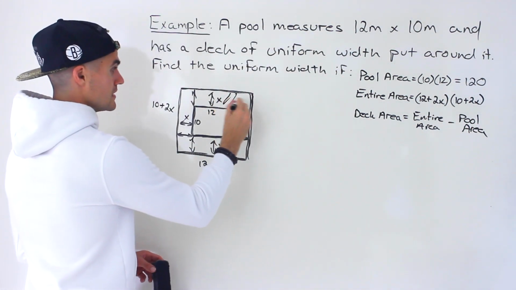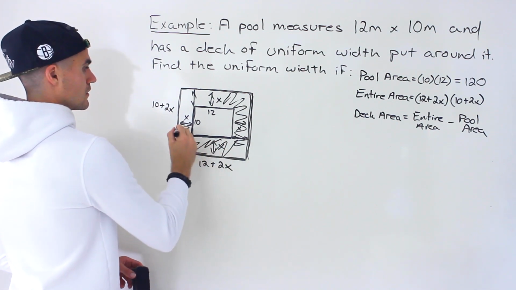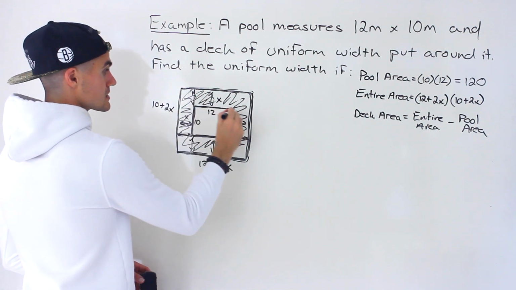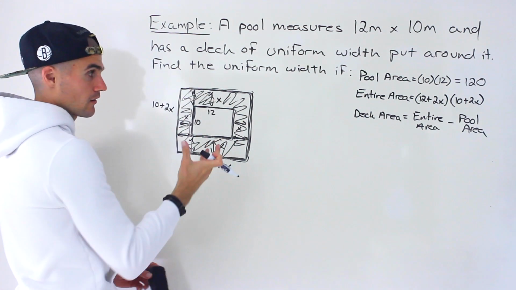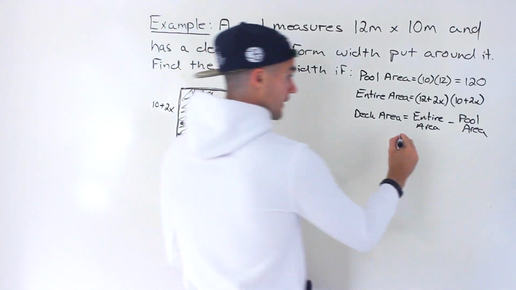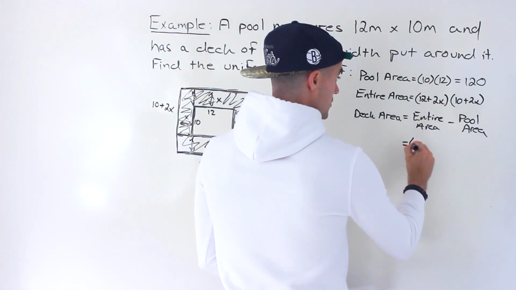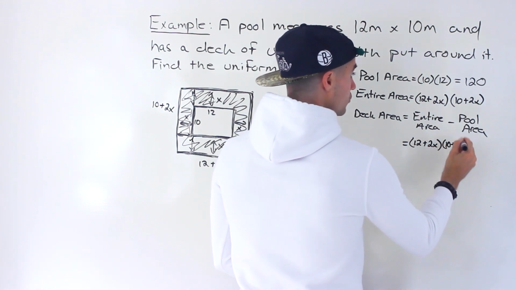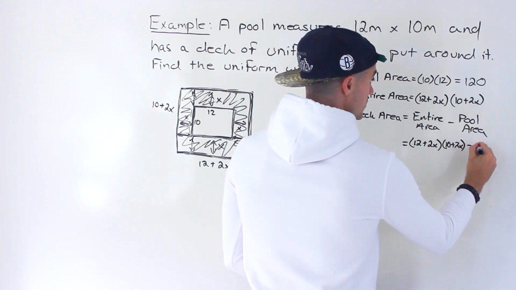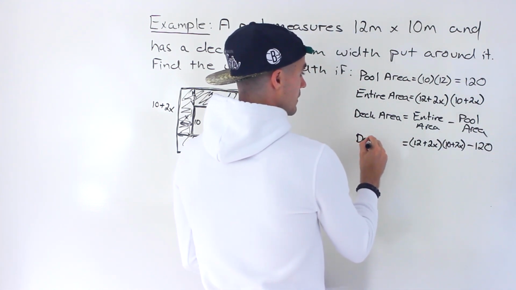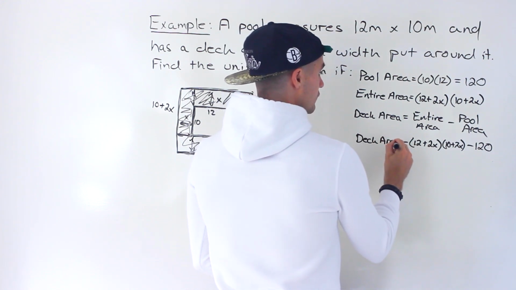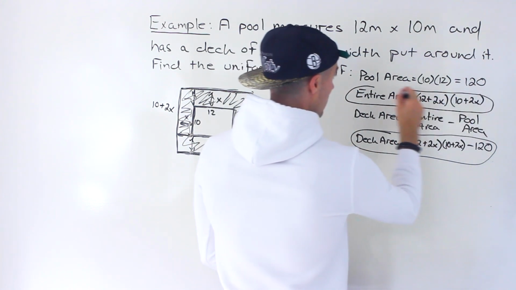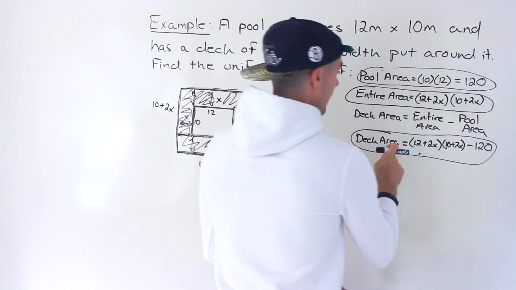Right? This area of this deck around what I just drew in right there is going to be the entire area minus the pool area, and that remaining area is going to be the deck area. Well, we know that the entire area is this expression, 12 plus 2x times 10 plus 2x, and we know the pool area is 120, so we could just subtract 120 from that. And that right there would give us the expression for the deck area. So we have an expression for the entire area, the pool area, and then the deck area.